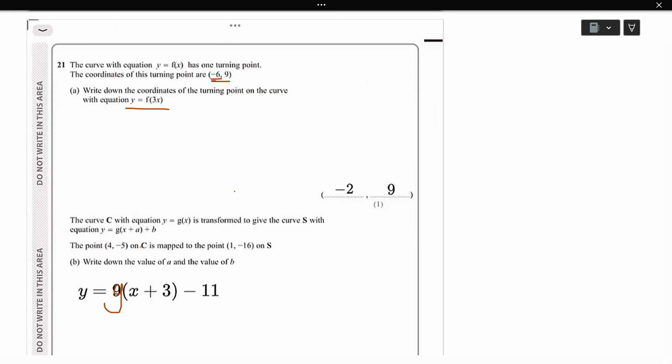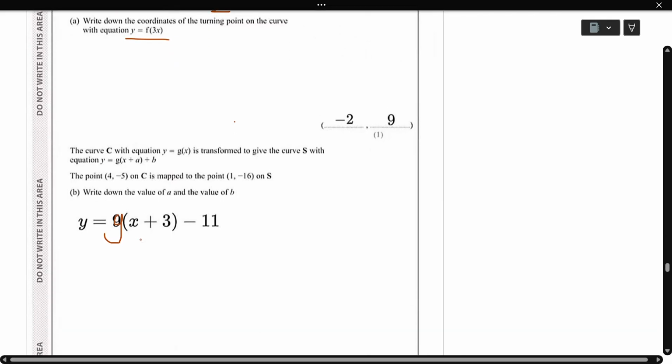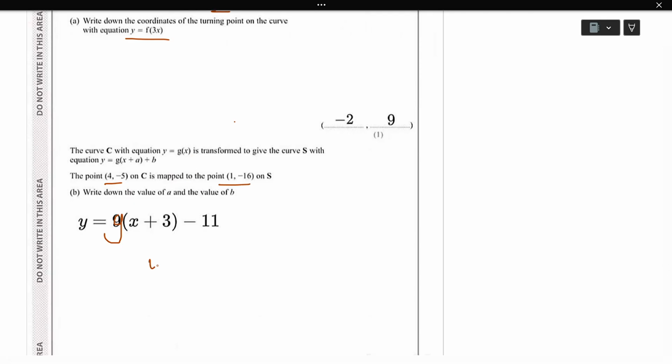And next one, the curve C, the equation y equal to g of x, is transformed to give the curve S with the equation y equal to g of x plus a, plus b. So here this is the coordinate. Now after transformation this happened here. So y equal to g can be any number, doesn't matter. 4 becomes 1. So what happened? 3 units.